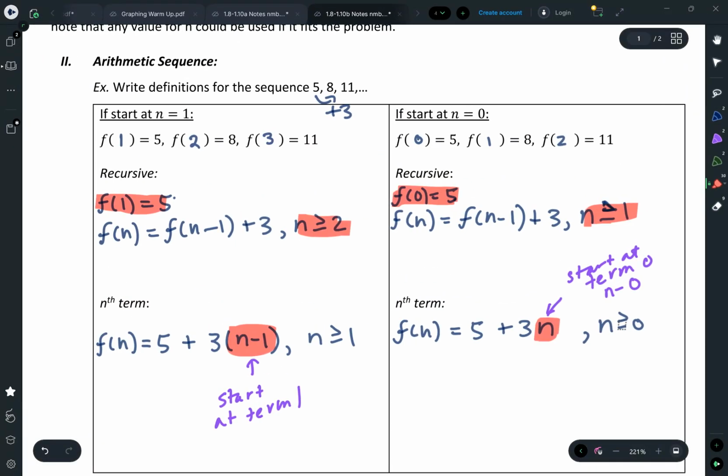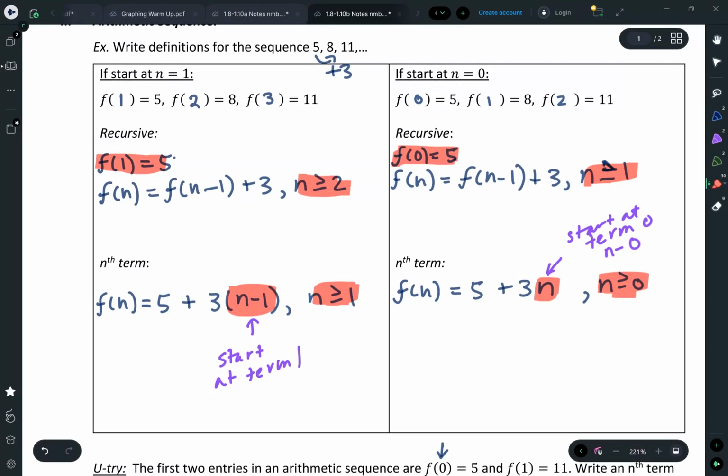I want to highlight these guys also as another difference. Hopefully you really understood starting at the 0 term is going to change things just a tiny bit. The n-1 is just changing to an n on those nth term rules. We're changing, it seems like, even less on the recursive.